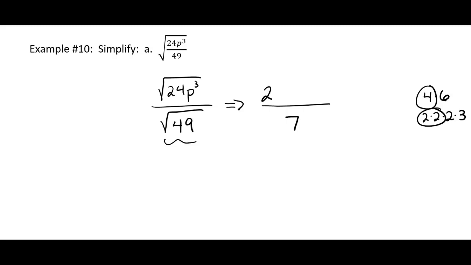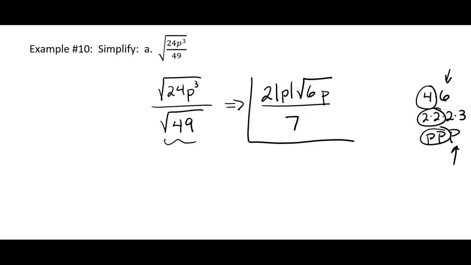And then we have p cubed. So that's enough p's. We're going to get a p on the outside. But remember, it's an odd exponent, so we're going to have to take the absolute value of p. And then what's left over on the inside? Well, we have that leftover 6, and we have a leftover p. And then that's going to be the answer.